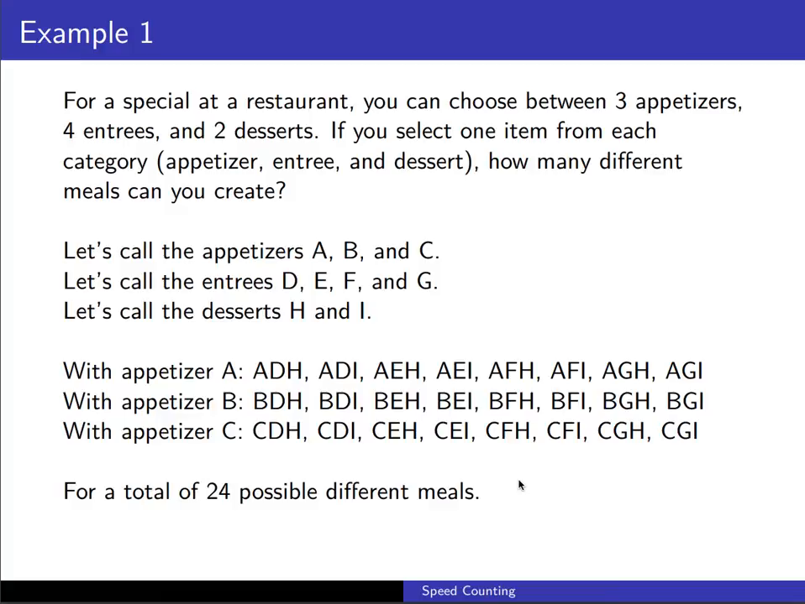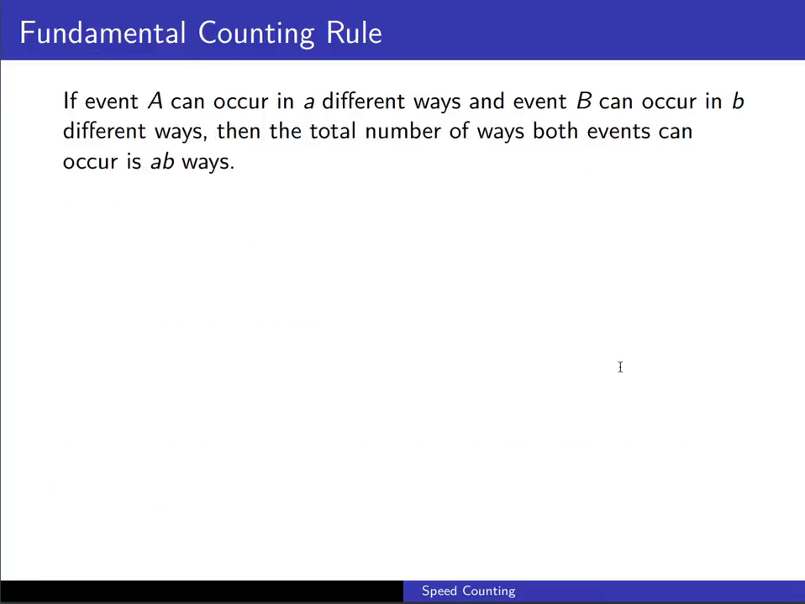Now this is all well and good, but let's say we had a lot of appetizers to choose from. Let's say like 10 appetizers and 8 entrees and 6 desserts. Well, we wouldn't want to have to list out all those possible meals we can make. So instead what we have is what's known as the fundamental counting rule. And this goes by other names in other statistics courses, but they all mean the same thing. So let's make this simple.